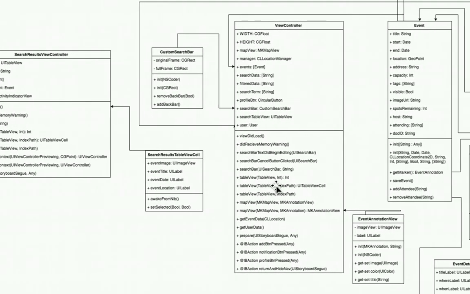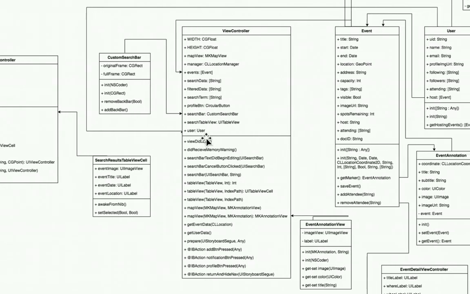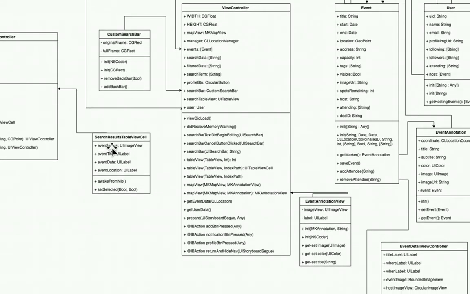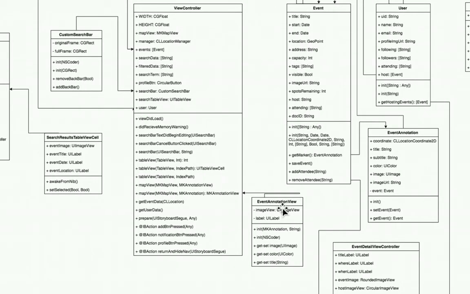There are a lot of custom elements too, which I put in the views and the MVC structure, such as a custom search bar, which is initially a blank background, just the bar is visible, but as a user interacts with it, the bar appears in an animated style to give it a more polished look. Search result table cells are just custom table cells for the user to interact with. The event annotation view is actually a custom annotation for the MK map view.